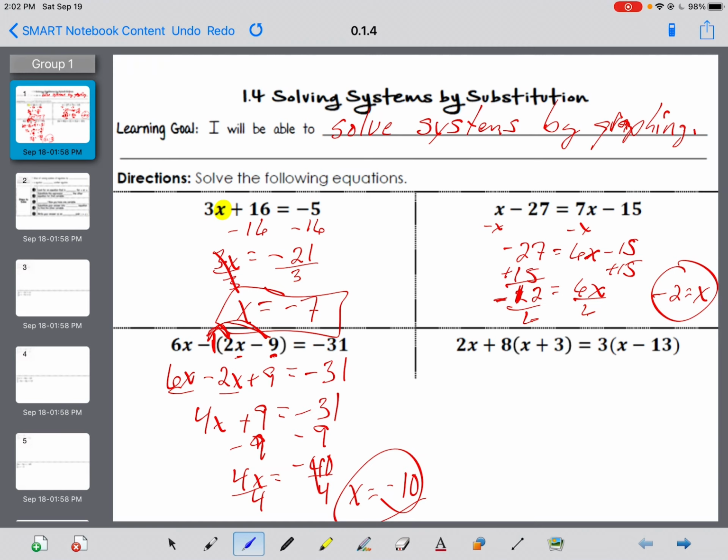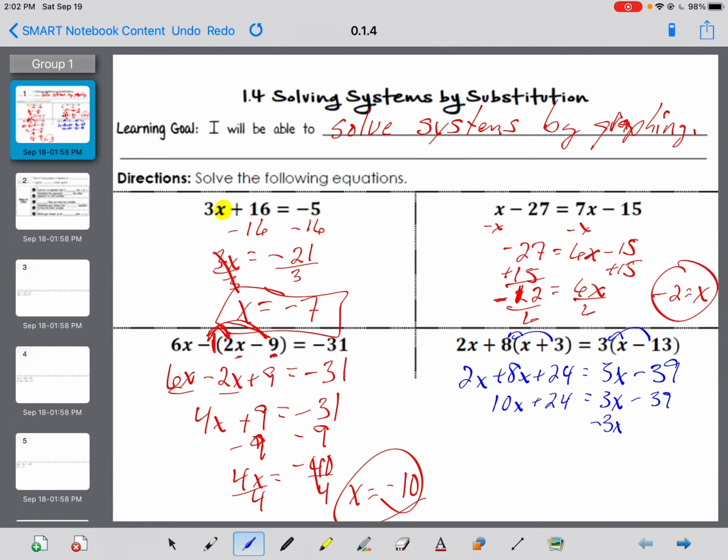Okay, here we go. Distribute first. So 2x stays, 8x. 8 times x is 8x. 8 times 3 is 24. 3 times x is 3x. 3 times negative 13 is negative 39. 2x and 8x is 10x plus 24 equals 3x minus 39.